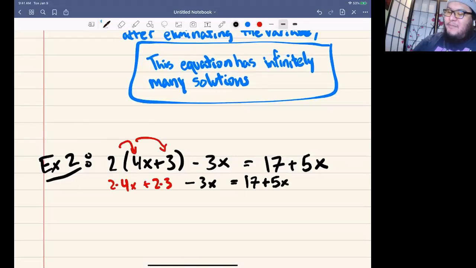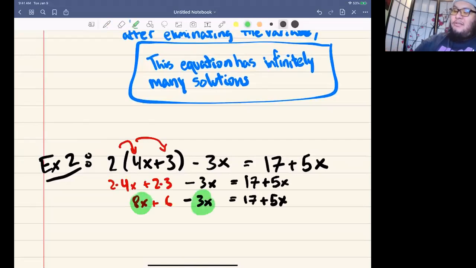Next, we're gonna try and simplify some of the stuff on here. 2 times 4x is 8x, and then 2 times 3 is 6, and then everything else stays the same. And now you're gonna want to combine the like terms. What are the like terms here? Well, right here we have an 8x and a negative 3x. You're gonna want to combine those. And you're gonna end up getting 8 minus 3 is equal to 5x. And then everything else is gonna stay the same. We're gonna have plus 6 equal to 17 plus 5x.